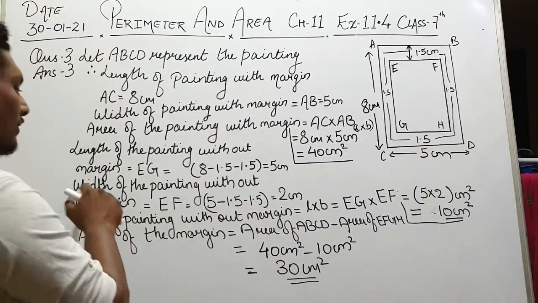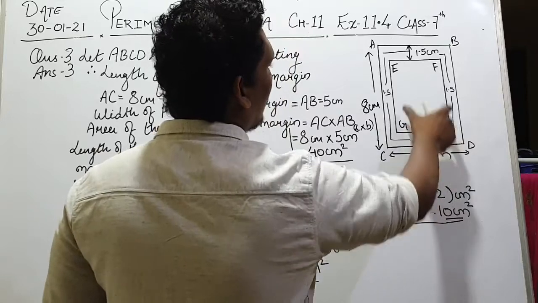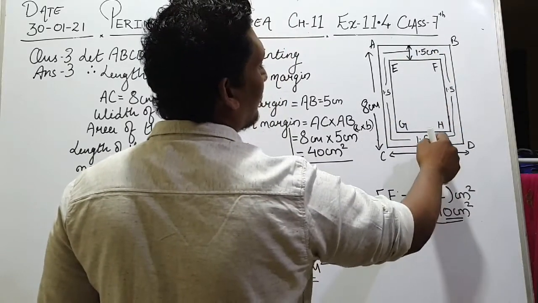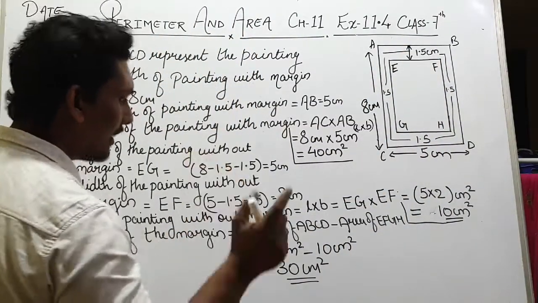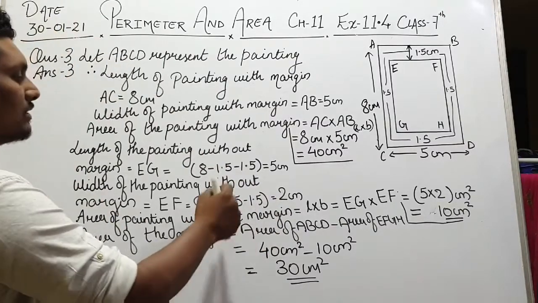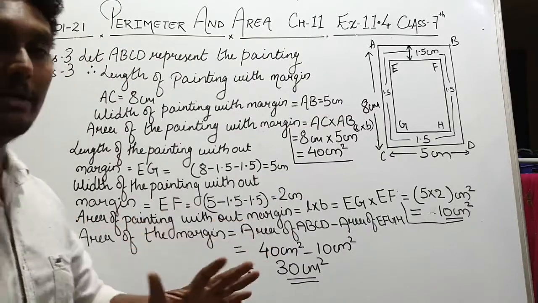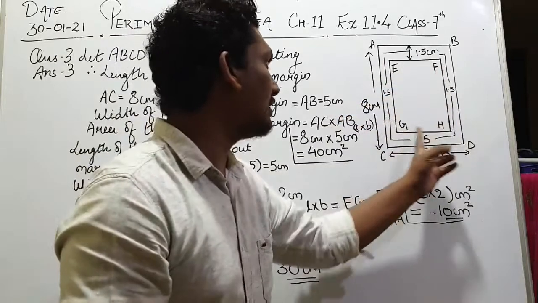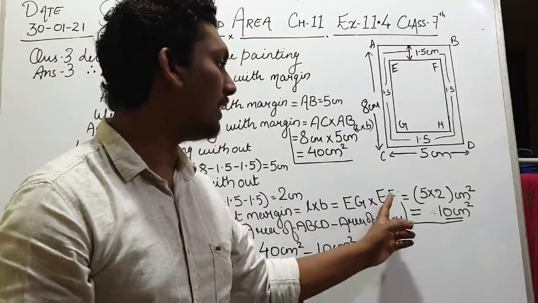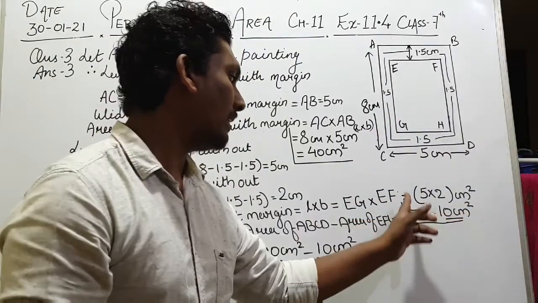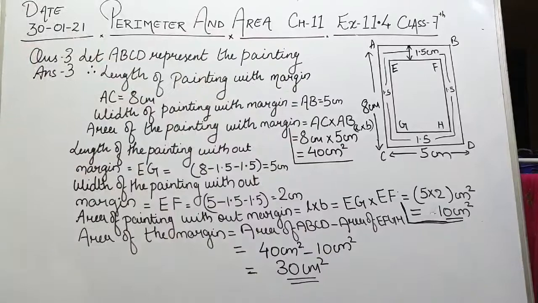Same way we are talking about the width of the painting without margin. So without margin we are talking about only this much portion. So from 5, 1.5 we have to subtract, and this 1.5 we have to subtract. So 5 minus 3, that is 2 centimeter. Then area of painting without margin, that is length into breadth, EG into EF, that is 5 into 2, 10 centimeters square. I just made a line here, so don't get confused.